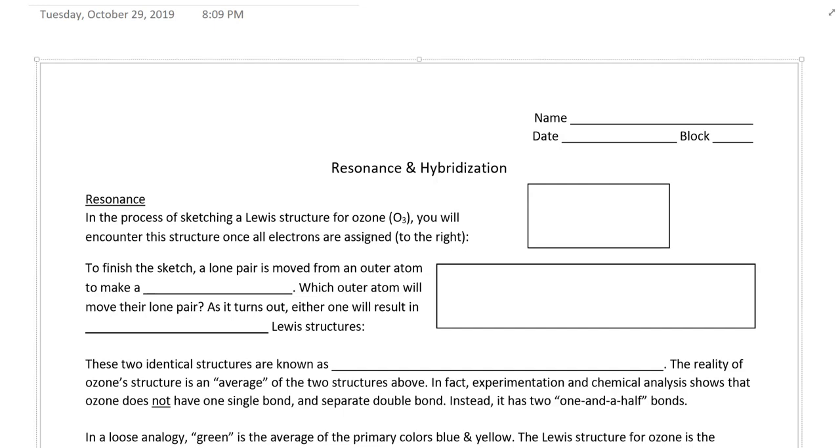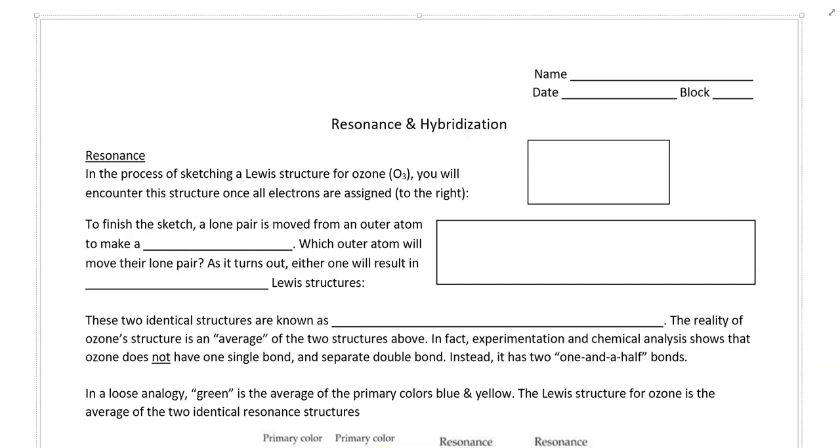We're going to introduce two topics here, resonance and hybridization. The first one we'll do is resonance. First of all, the word resonance, you may or may not recognize this word, but basically resonance means something that vibrates, or something that really rings.